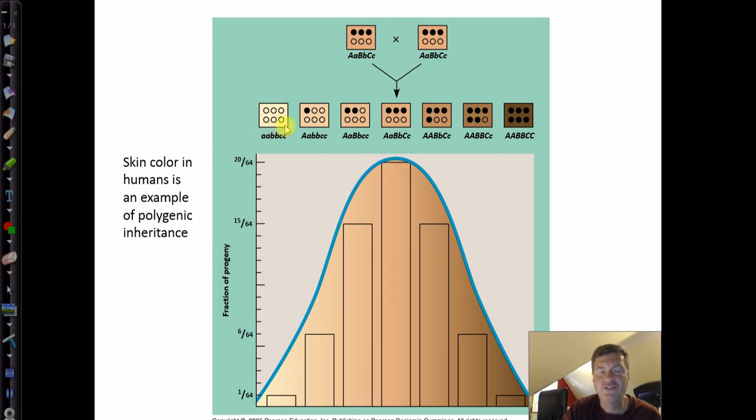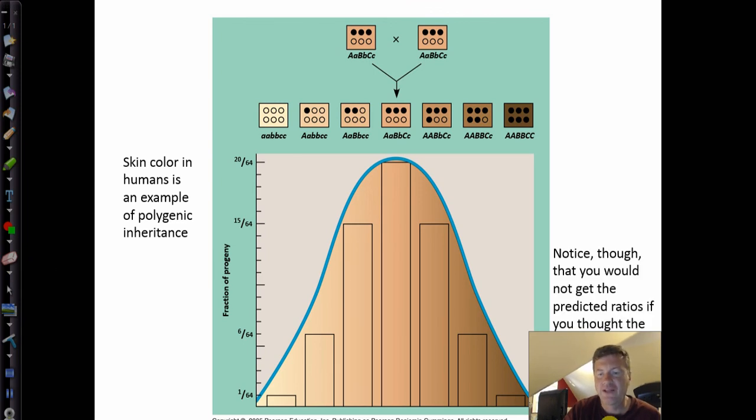If you get this version, then you get no melanin, so you're going to be way down here. If you get this version, you're going to get a lot of melanin, a lot of skin pigmentation, and you'll be here. But very few people are really here or here. Most people are going to be in the middle, some range. This is actually the easiest combination to produce from this couple, so that's why it's the most common.